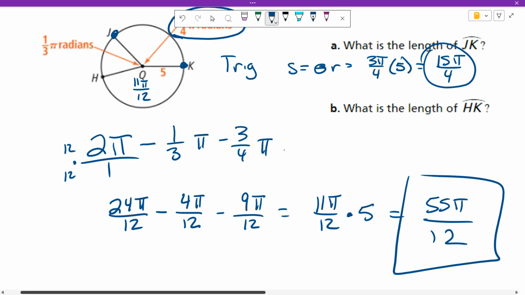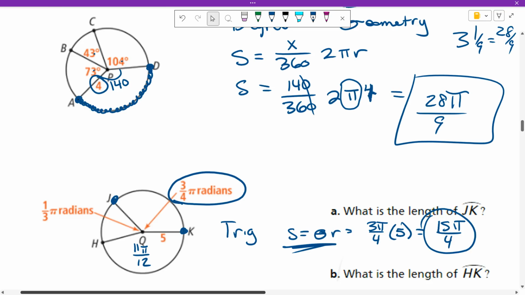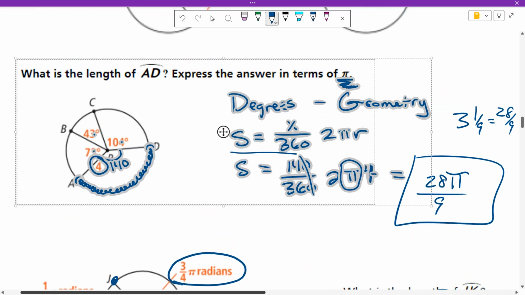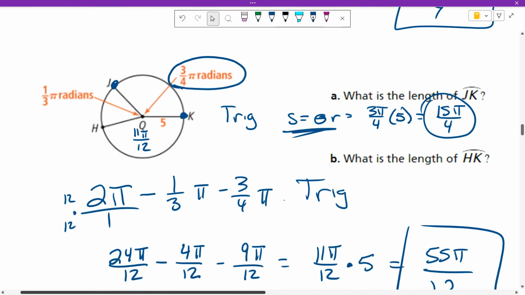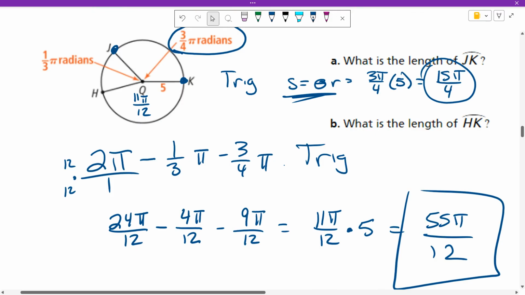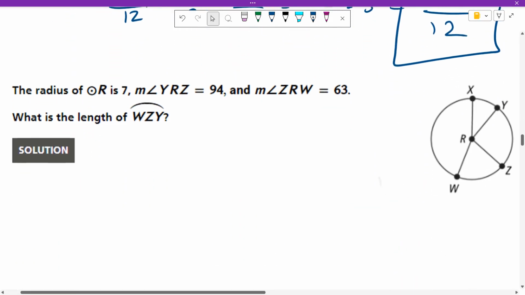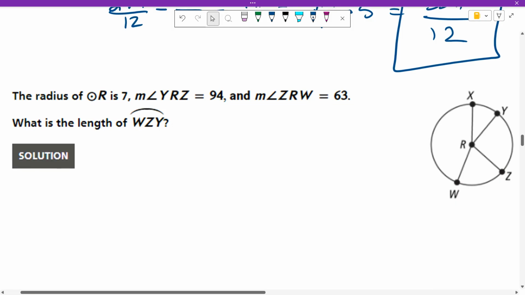So when you're finding arc length using trig, it's the angle times the radius. When you're finding the arc length using degrees, it's x over 360 times 2 pi r. Two different formulas. They are both on the board right here. Geometry, x over 360 times 2 pi r. Trig is your angle, and we use a little different way to say an angle in trig class, times r. So if there's not pi's associated with it, then it's degrees.